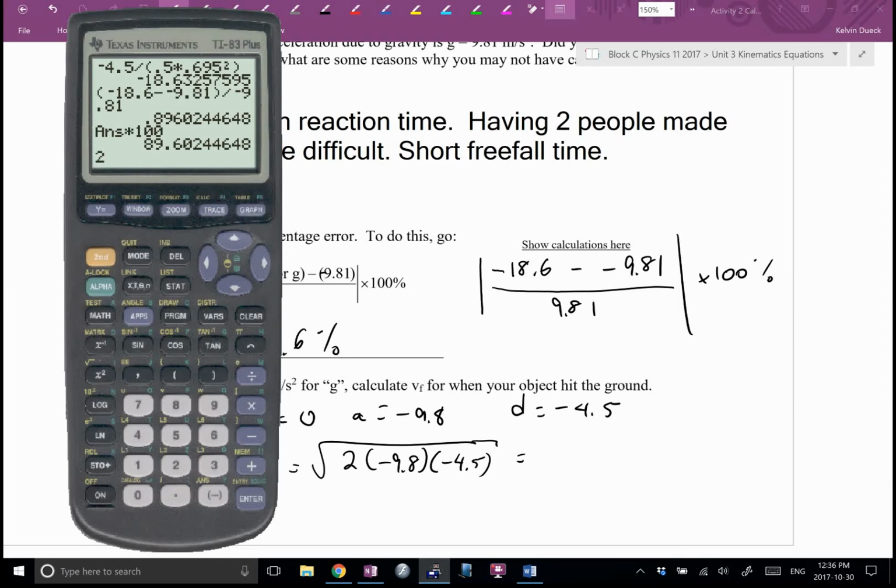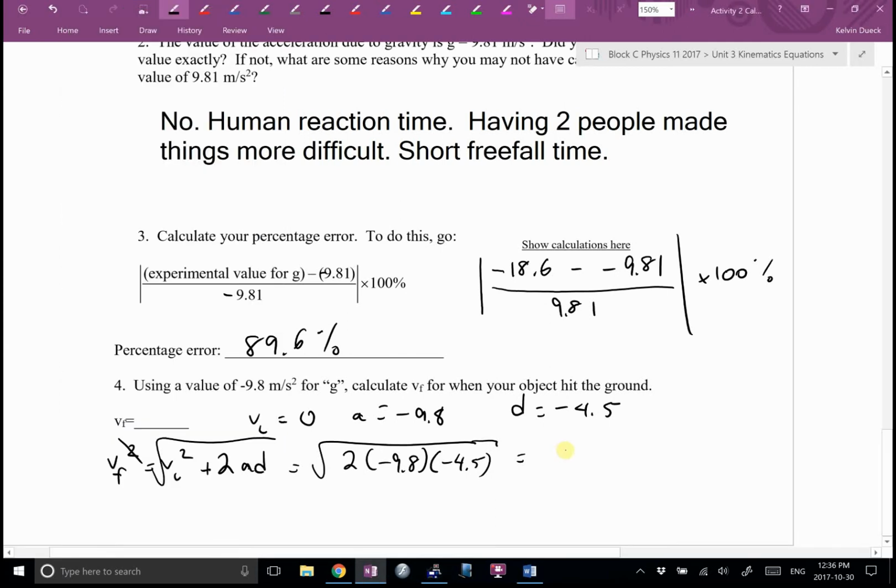How fast did your object go? This should be pretty good, because all of you were using objects that were reasonably aerodynamic. There might have been a tiny bit of air resistance, but we'll be close. 2 times negative 9.8 times negative 4.5, square root. You get that? 9.4? Yeah? No? Why must 9.4 meters per second be wrong?